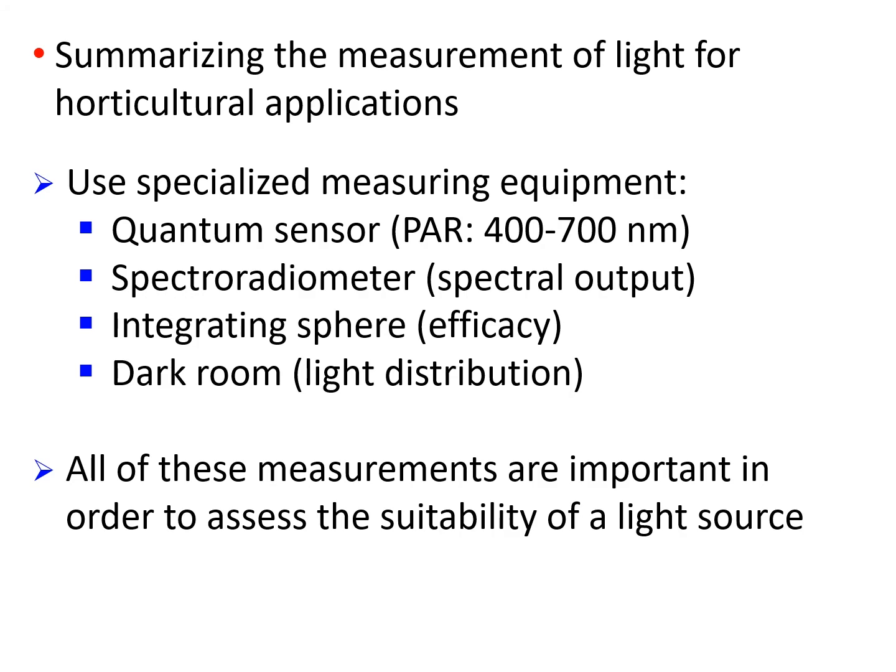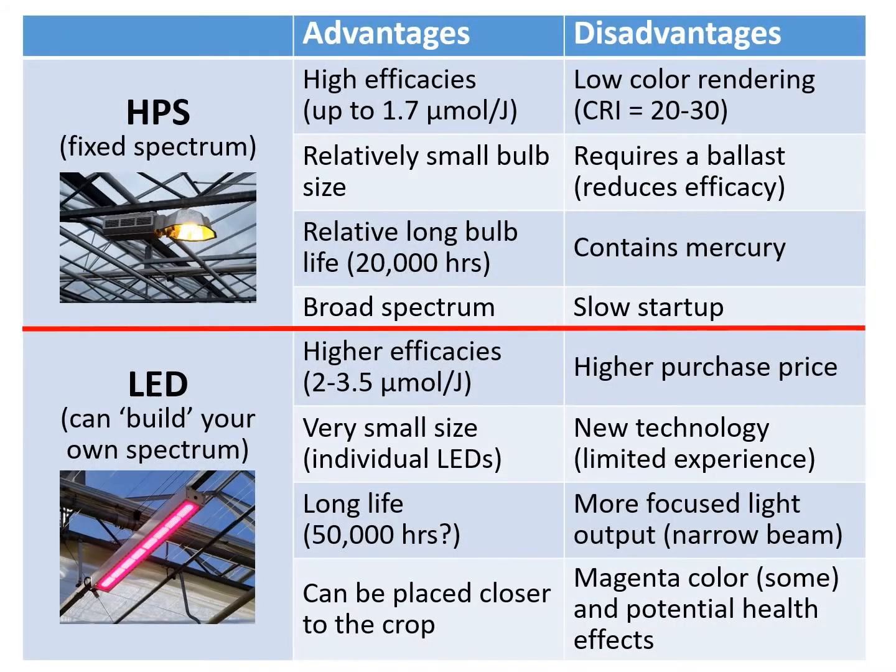All of these measurements are important if we want to fully assess the suitability of a particular light source for a specific horticultural application. The most common light source used for greenhouse crop production is still the high-pressure sodium lamp. In this slide, we compare the key advantages and disadvantages of HPS versus LED lamps that greenhouse growers use for supplemental lighting. Note that this comparison does not include lamps for photoperiod lighting.